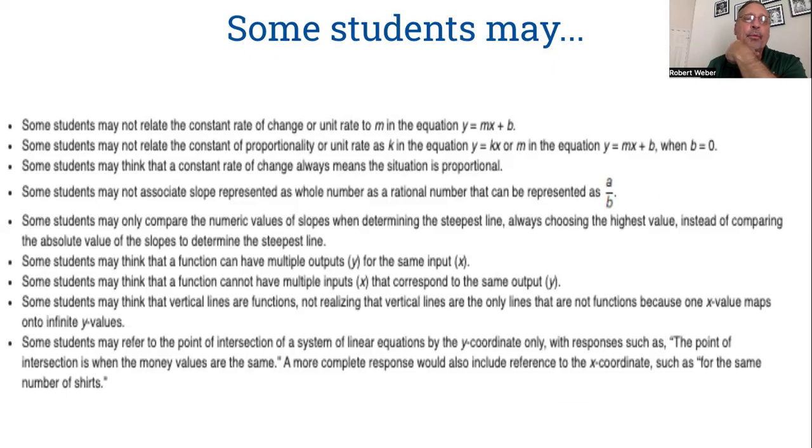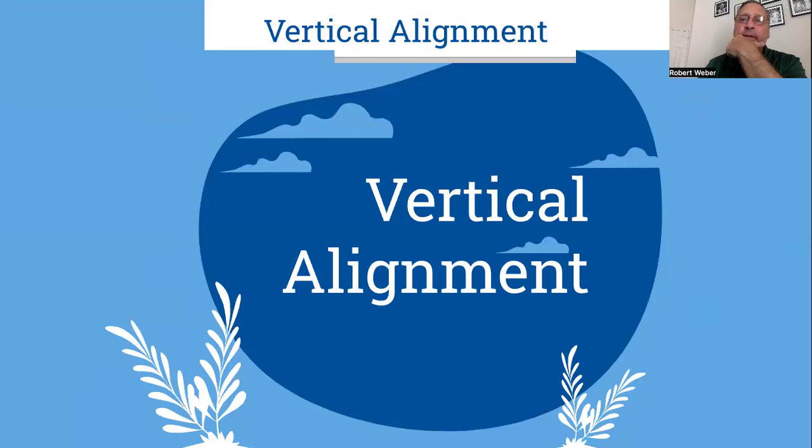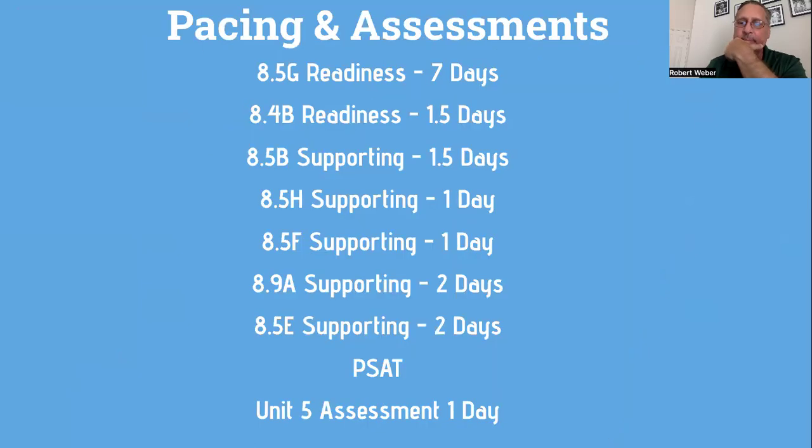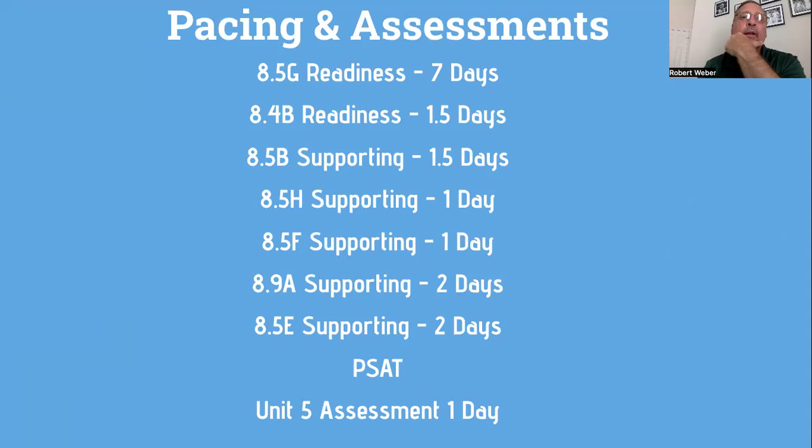Misconceptions, again, another one where the kids can make a lot of mistakes, with x and y values and slope intercept and proportions. It can be a challenge. Vertical alignment, this goes very heavily, we'll go back, with 6.6a, identifying independent and dependent quantities from tables and graphs. So there is some exposure. The proportionality side of it with 7th grade is also important.